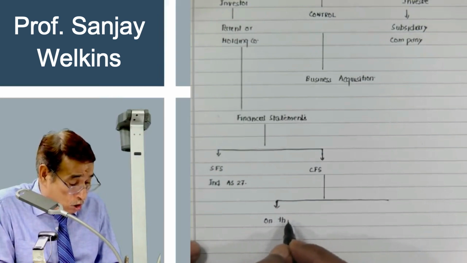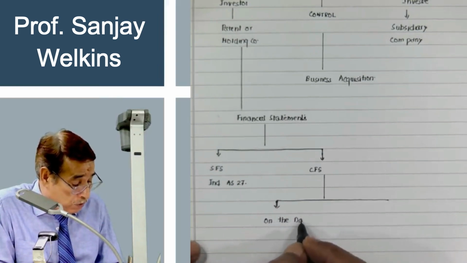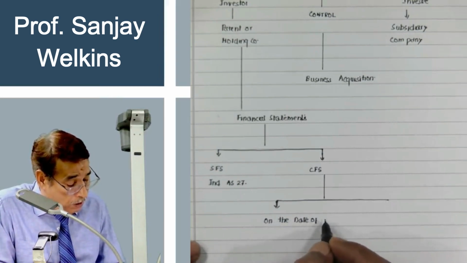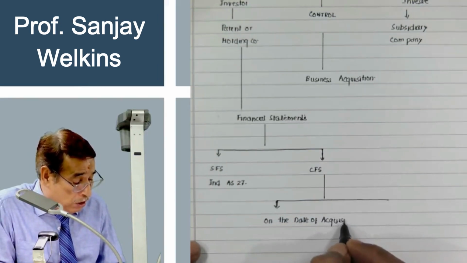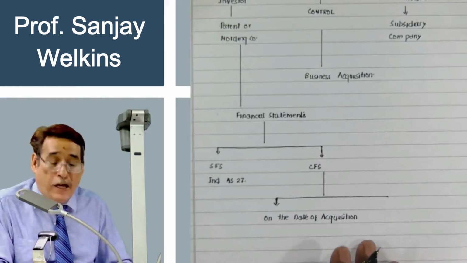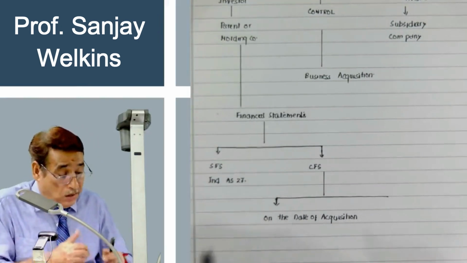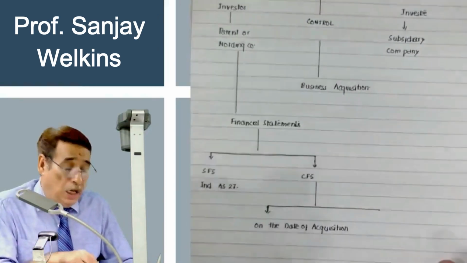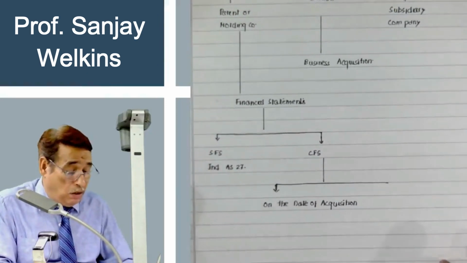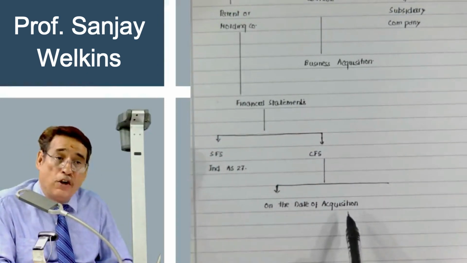On the date of acquisition, or date of control, sometimes we say. Date of acquisition means the date on which control actually has been acquired by you. You are the acquirer company. Correct? Now you will have to prepare a consolidated financial statement on the date of acquisition.